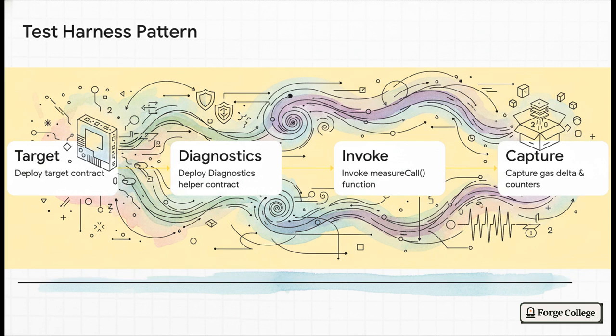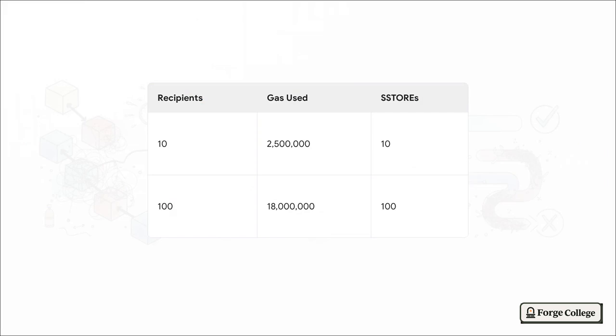You're basically checking the fuel gauge with gas left before and after the operation. You want to establish this baseline before you change a single line of logic. By feeding varying inputs into our snippet, we can immediately spot linear growth in gas and storage writes. This proves exactly where our hot path is leaking efficiency. Look at this example for a distribute rewards function. We test it with 10 recipients and then we test it with 100. The gas leaps from 2.5 million all the way to 18 million, and our storage writes scale perfectly linearly from 10 to 100. This near-linear explosion proves the per-recipient loop is our primary bottleneck.